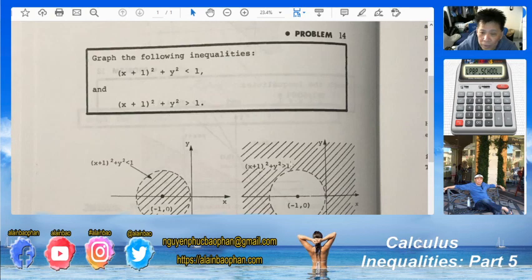So we set it. Okay, so A is this solution and B is this solution inside here.